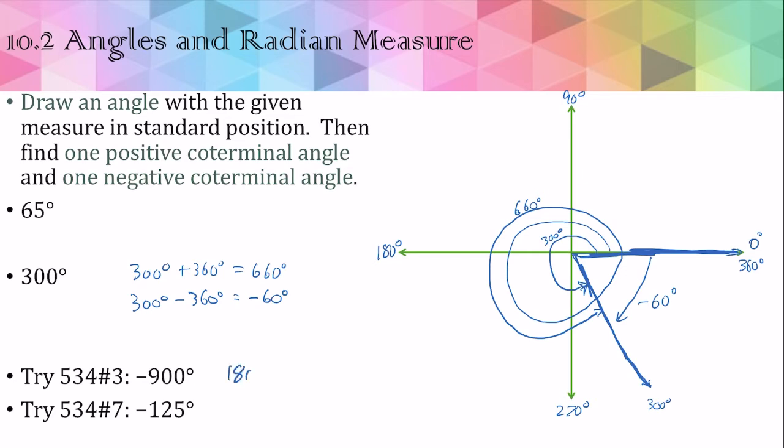The positive here is 180. The negative could be negative 180 or negative 540. The other one, the positive is 235, and the negative is negative 485.